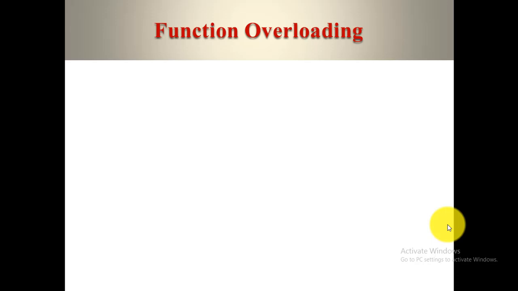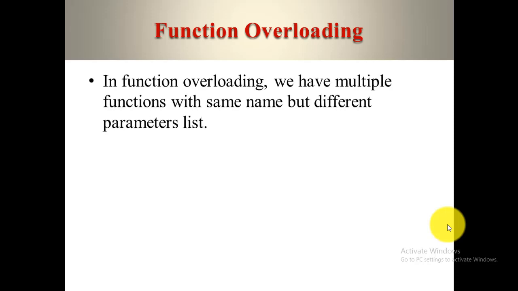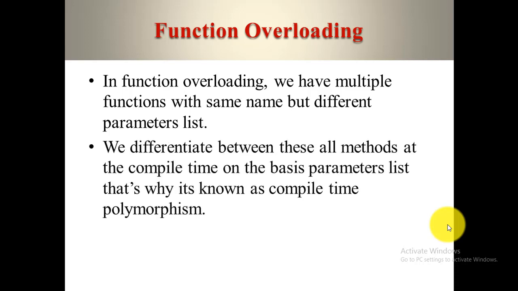Let's understand function overloading. In function overloading, we have multiple functions with the same name but different parameter lists. We differentiate between all these functions, all these methods, at compile time on the basis of parameter lists. That's why it's known as compile-time polymorphism, because we differentiate all these functions at compile time. Polymorphism, multiple forms, means multiple functions but with the same name.